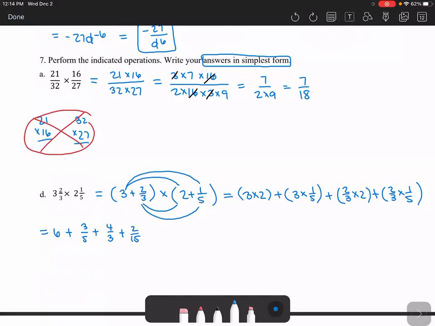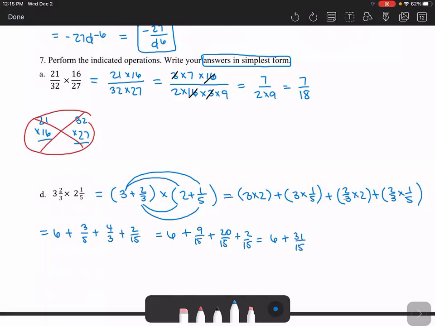I think the easiest way to add these is going to be to get a common denominator. So when I do that, we have 6 plus the common denominator here being 15. So we have 9/15 multiplying by 5 on top and bottom. And then we're going to have 20/15 multiplying by 5 on top and bottom. Then we have 2/15. So when we add all these up, 9 plus 20 plus 2 is going to be 31.